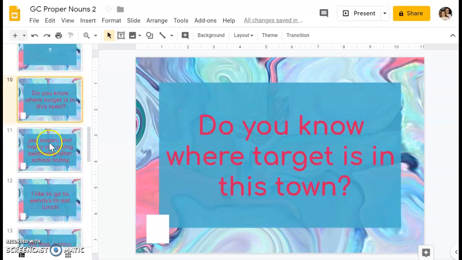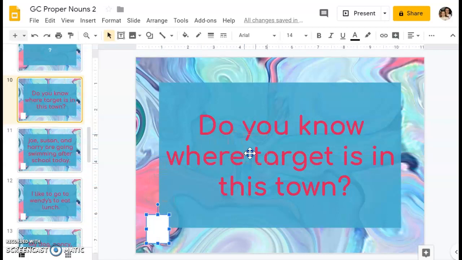Okay, down on the second part of the Google Classroom, you're going to be finding the proper nouns that need to be capitalized in the sentence. Down here in the corner, you have a white rectangle. You're going to pull the white rectangle up to the beginning of the noun and then highlight the whole word that should be capitalized. So this one says, do you know where Target is in this town? I'm going to take my rectangle, and I know Target is the name of a place, it's a store.